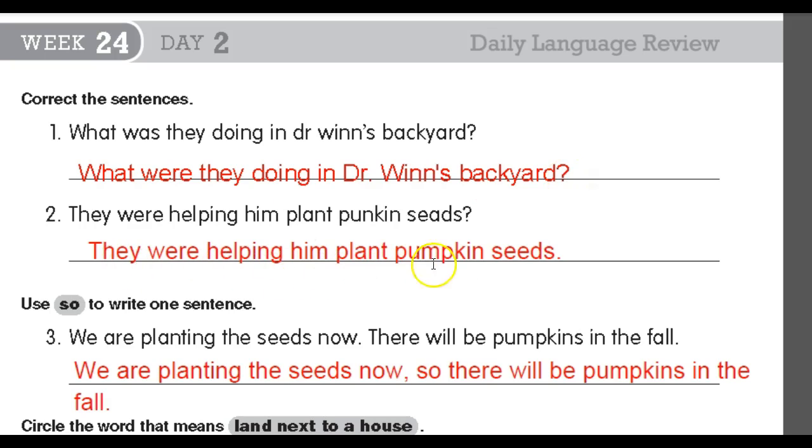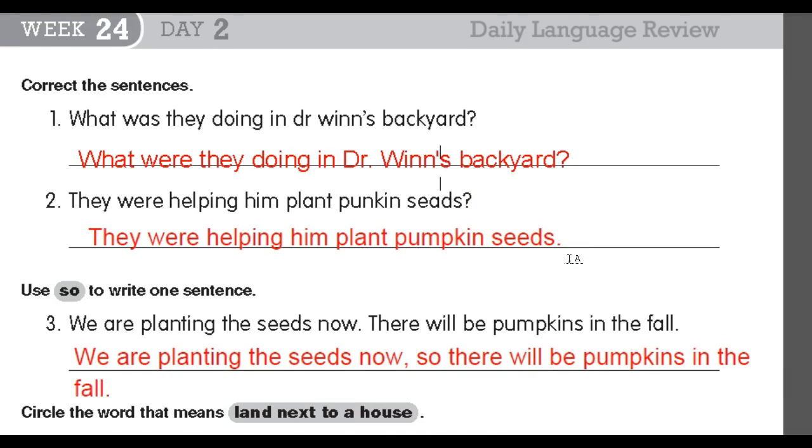They were helping him plant pumpkin seeds. Pumpkin is P-U-M-P-K-I-N and seeds is E-double-E. And it's not a question mark, it's a period because it's a statement.